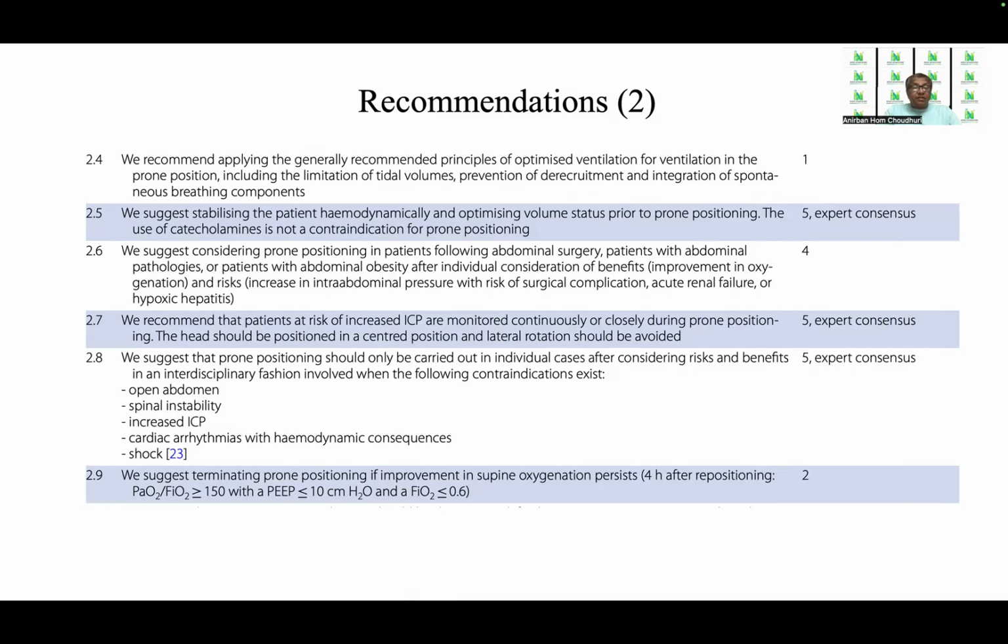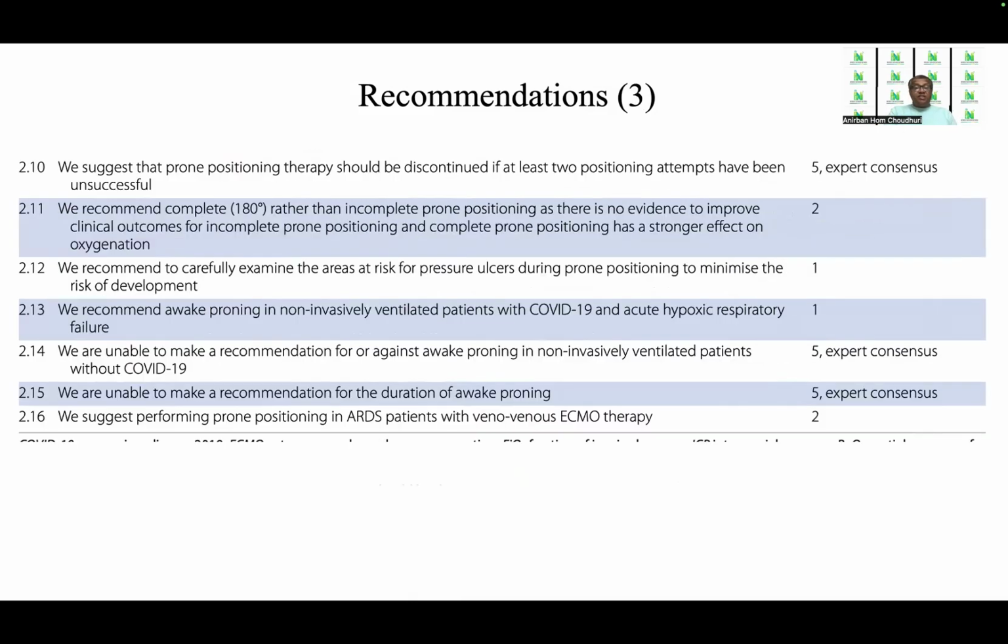The interdisciplinary fashion should include conditions like open abdomen, spinal instability, increased ICP, cardiac arrhythmias or dysrhythmias, and hemodynamic consequences, as well as shock. And the guidelines also suggest terminating prone positioning if improvement in supine oxygenation persists 4 hours after repositioning, and the PF ratio of more than 150 with a PEEP of less than 10 centimeters of water and FiO2 of 0.6 remain unchanged.